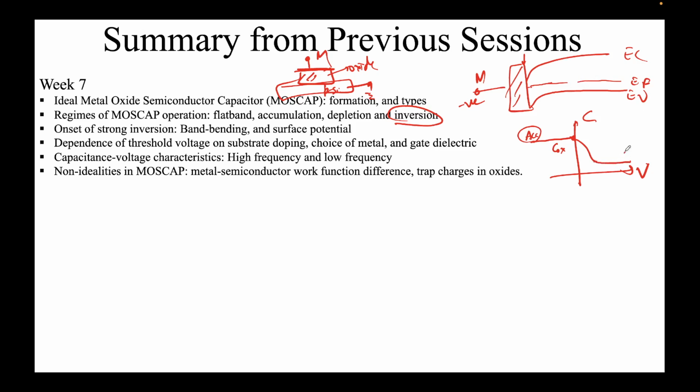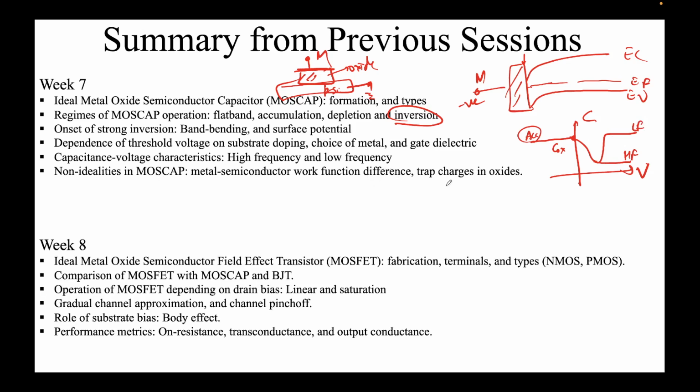However, this is for high frequency. For low frequency regime, you give sufficient time for the electrons in this case to form the inversion layer, to come and go as you modulate the voltage. So in that case, this is how it looked like for low frequency. Okay, we finally talked about non-idealities, like if there is a work function difference between metal and semiconductor and there are some trap oxide charges.